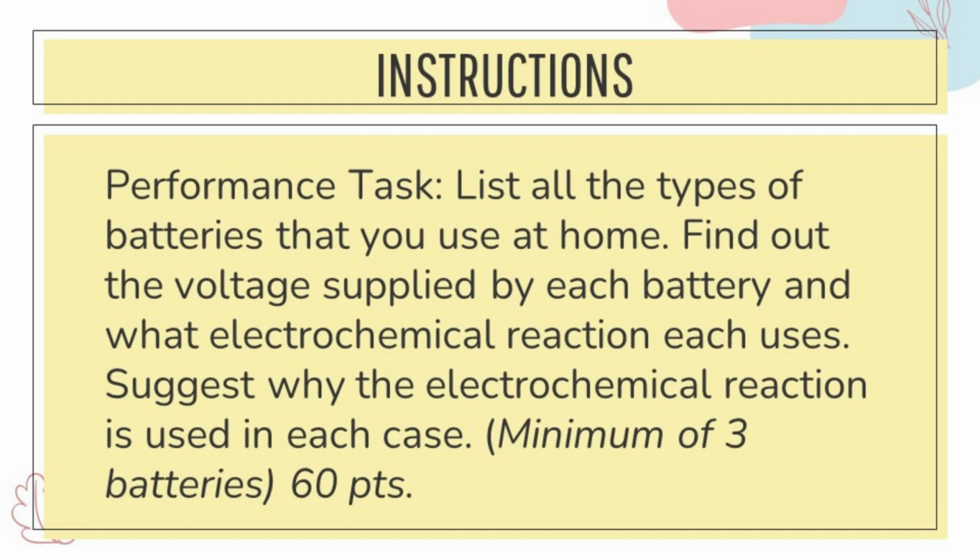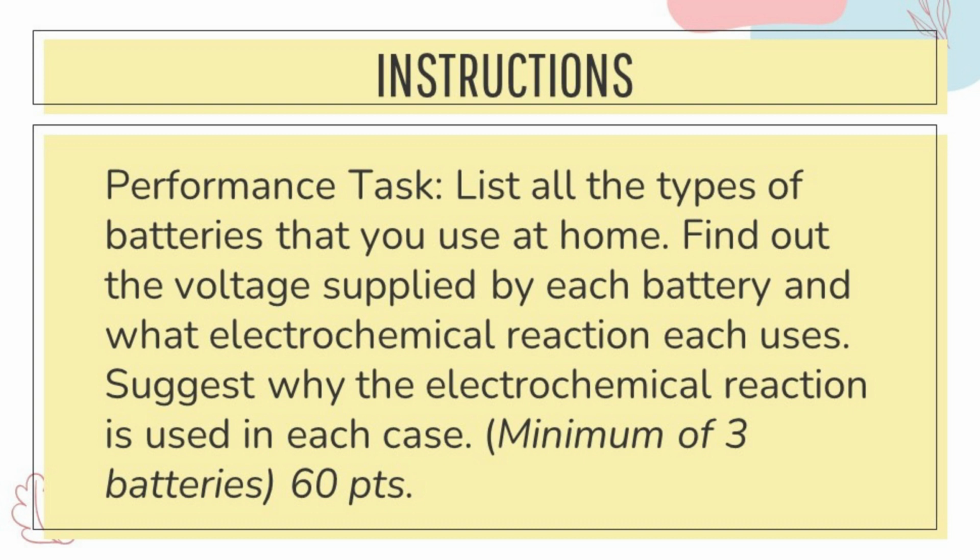Okay? So next, for the performance task, you need to list all the types of battery that you use at home, find out the voltage supplied by each battery, and what electrochemical reaction each one uses. Suggest why the electrochemical reaction is used in each case. So this performance task activity will also serve as your final output or your project. Okay, in General Chemistry 2 for fourth quarter period. Okay, so ang gagawin nyo dito, pili kayo ng battery na ginagamit at home, paki-picturean. Okay, so right after that, do sa next box natin, lagay nyo kung ilang volts yung meron sa battery na yon, and then lagay nyo rin kung anong type of electrochemical reaction yung applied sa battery na yon.